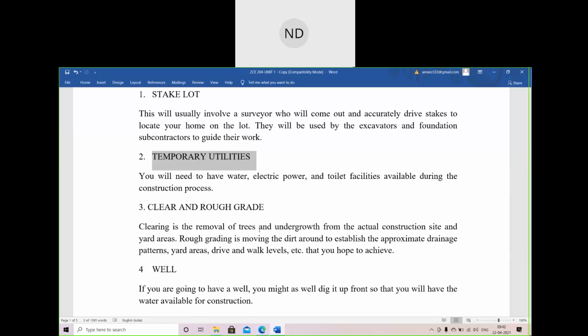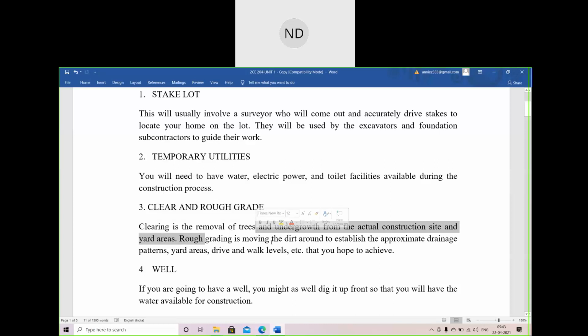Suppose the plot which you have selected for the construction of the building or the property which you want to construct, obviously you have to clear it, it will not be a plain surface. When you have selected the plot, it is raw, it is not clean, it is not clear. There may be jungles, trees, broken trees, and irregular surfaces. Obviously there will be irregular surfaces, you have to level them out. So this is the third sequence, where you will clear the site.